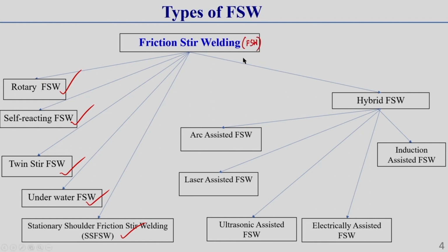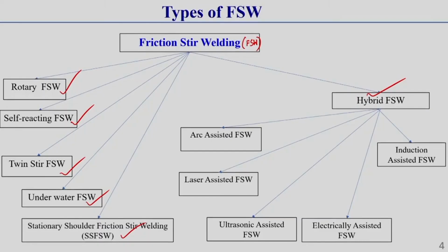Now another important friction stir welding process is hybrid friction stir welding process. You see there can be different categories of this hybrid friction stir welding process. Hybrid friction stir welding process means two different welding techniques or two different technologies combined together to make a new technique, which is generally called a hybrid technique. As one of the techniques is friction stir welding process, it is called hybrid friction stir welding, because friction stir welding is hybridized with some other technique.